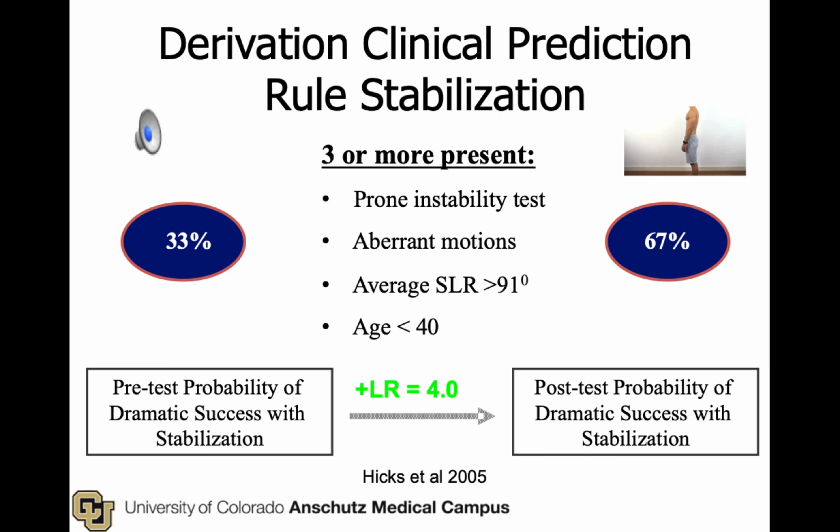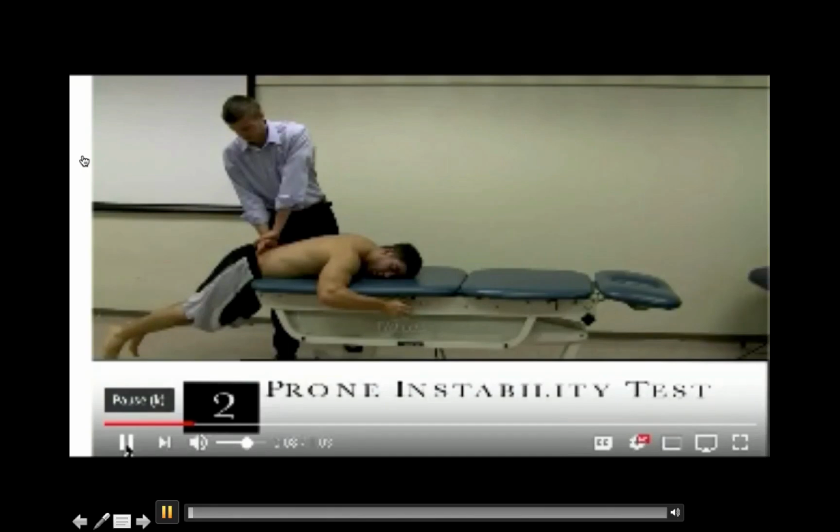And before they looked at any of the data, 33% had a 50% reduction. And if they had 3 or more of these findings, a positive prone instability test, aberrant motions, straight leg raise greater than 91 degrees, or age less than 40, the successful outcome doubled to 67%. So here is a video of the prone instability test.